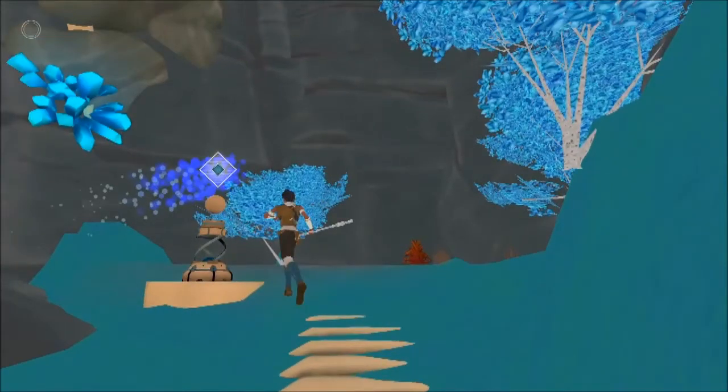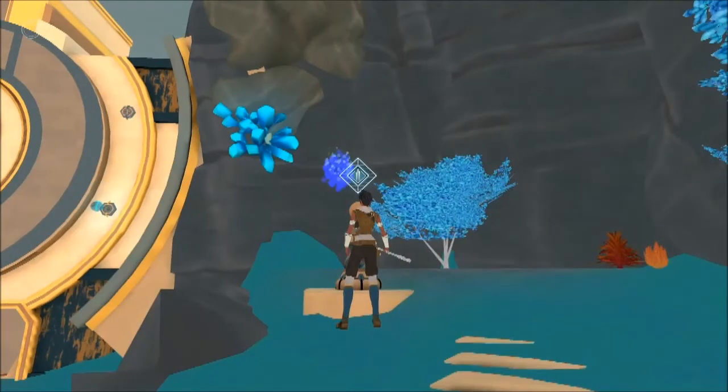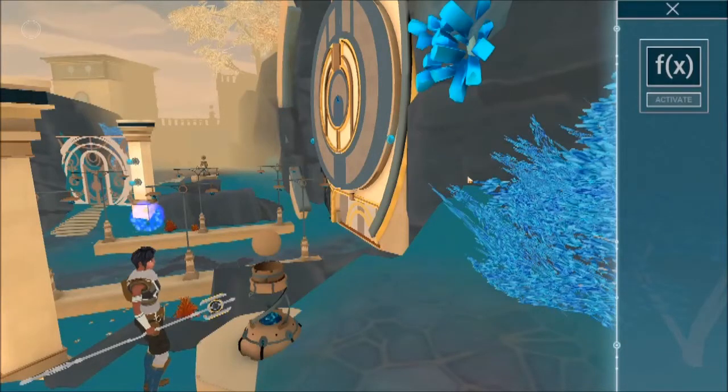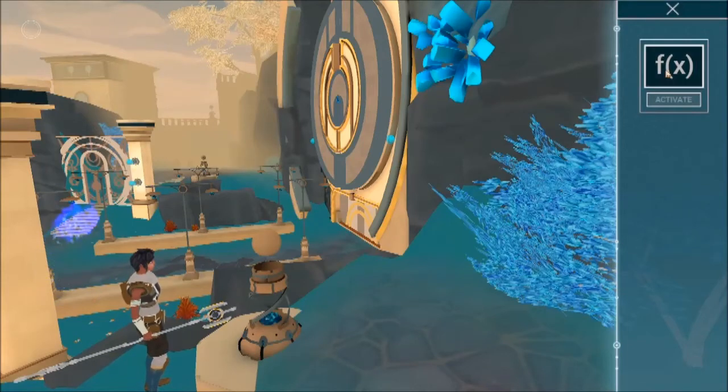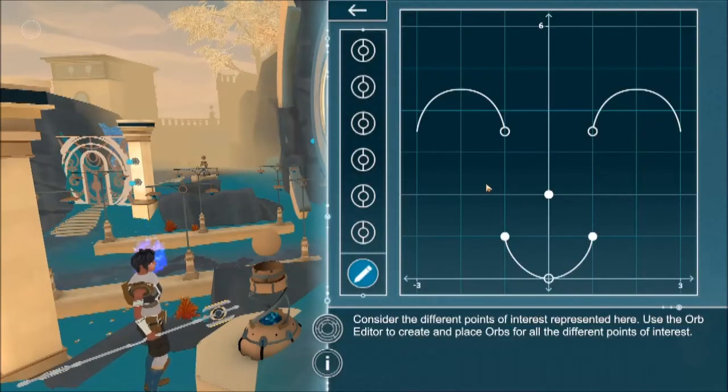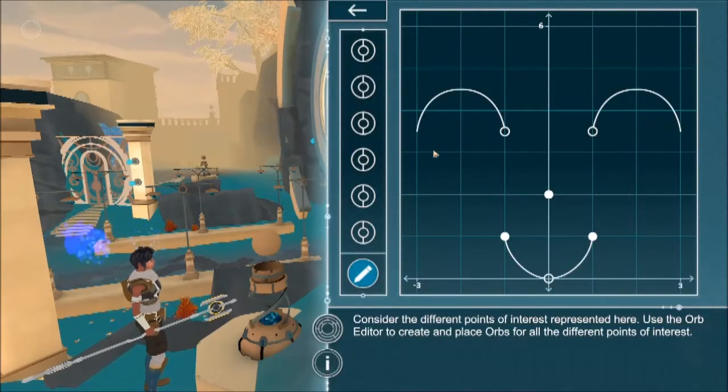Yeah, I must say I would really like it if I could control the camera direction. So it looks like this one here is going to give power to that gate, so it's quite handy to have. That's a cool graph.